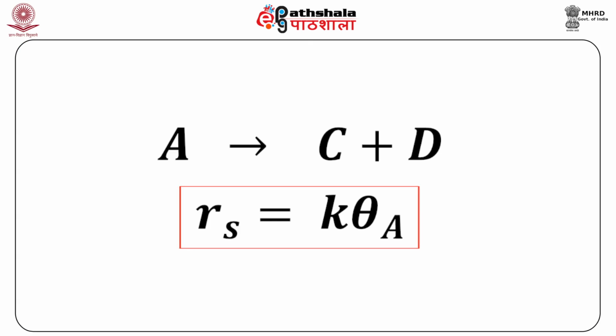The conversion rate of a heterogeneous catalyst per unit surface area, Rs, is proportional to the number of adsorbed A molecules per unit surface area, that is Na by S, which in turn is proportional to the fraction of sites covered by A molecules, theta A. Therefore, we can write equation 34 as Rs equals K into theta A, where K is the rate constant.